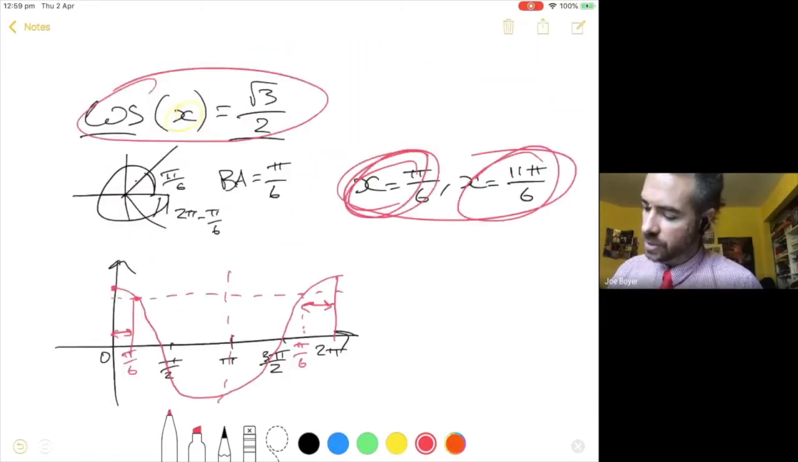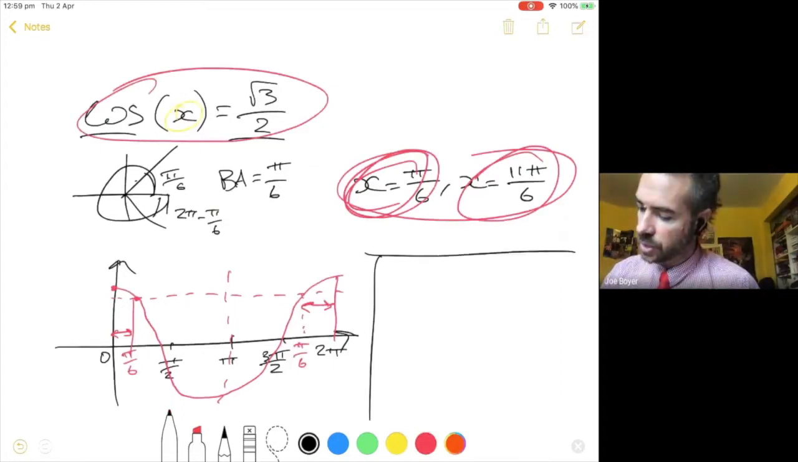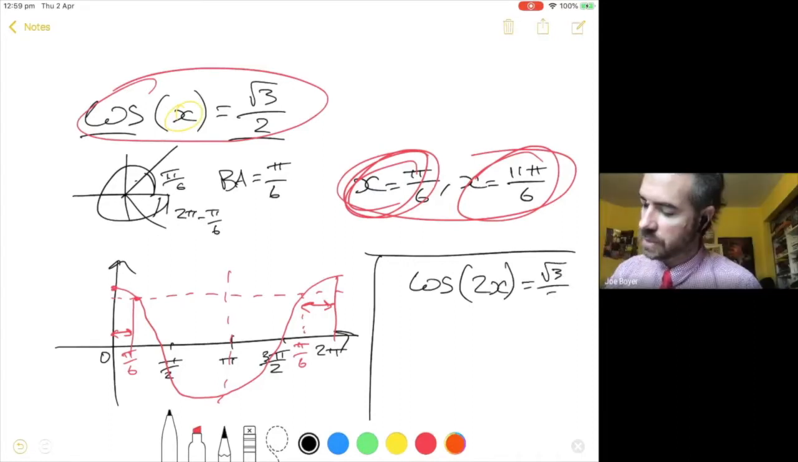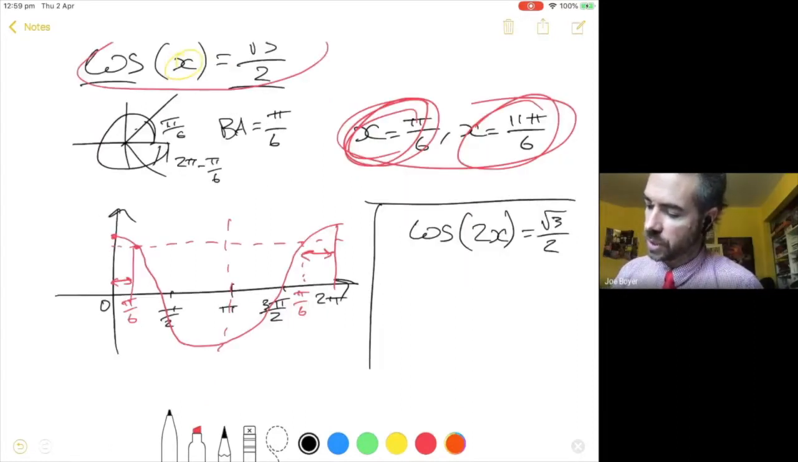All right, let's use this knowledge to answer the question. Let's solve the equation cos of 2x equals root 3 on 2. So it's almost the same as the last question. All I've changed is what's happening on the inside. And we're going to solve this equation over the domain 0 to 2 pi.